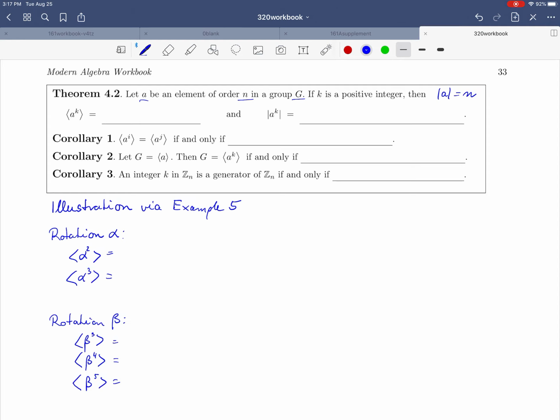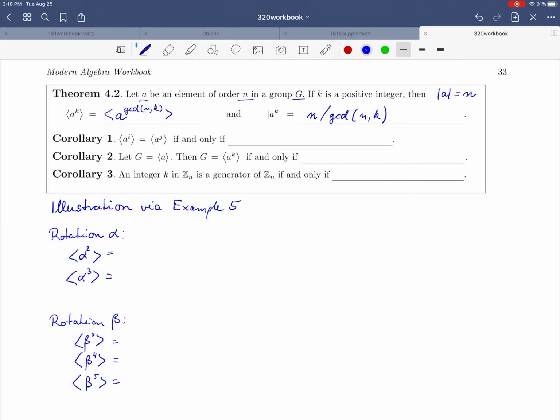Let k be a positive integer. Then what can we say about the cyclic subgroup generated by A to the k? From what we've seen, it looks like that subgroup is the same as the cyclic subgroup generated by A raised to the greatest common divisor of n with k. And we'll look at a few illustrations after we fill out all of this. Also, the order of A to the k is n divided by the greatest common divisor of n with k.